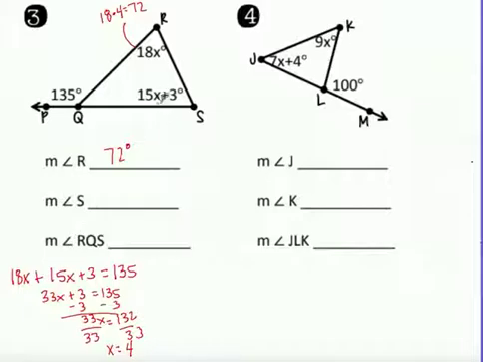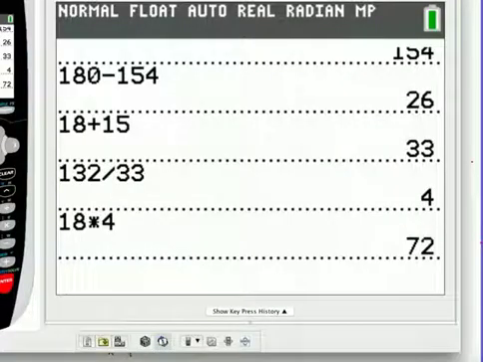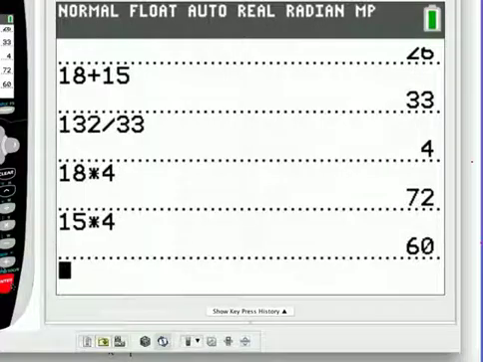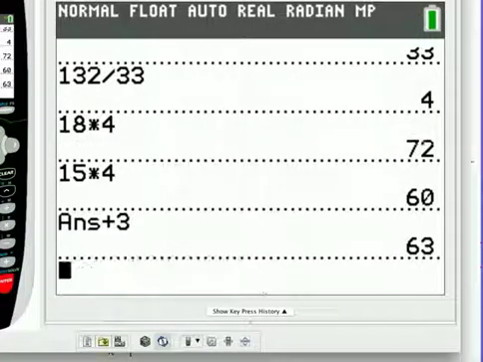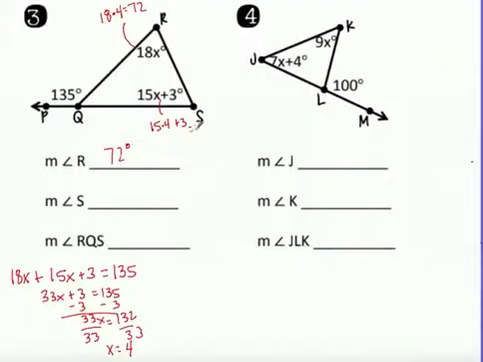I can do something similar for angle S. So I would plug in 4 for that x and say 15 times 4 plus 3. So 15 times 4 is 60, plus 3 gives me 63. So angle S is 63 degrees.